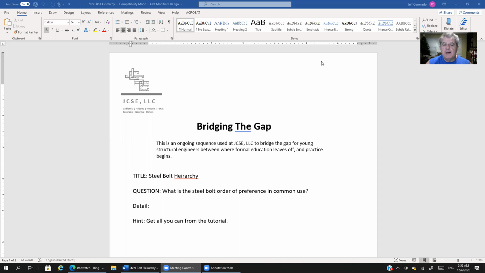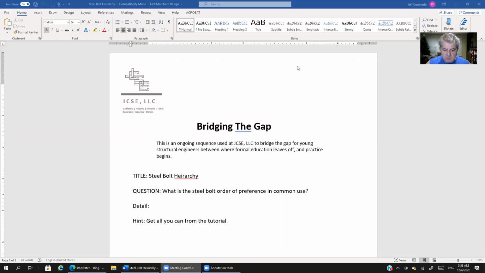So it's an ongoing session of structural engineering design tutorials that we have here at JCSC. In essence, to bridge the gap. It's intended for young structural engineers. Maybe you're still in school and you're looking to get started on your structural engineering career, and you're trying to get a head start on the things that you're going to encounter in practice, or you've been in practice for a little while. And like all of us, there are just so many questions from where school leaves off, and in terms of how to design in real world conditions. So with that in mind, let's get started here.